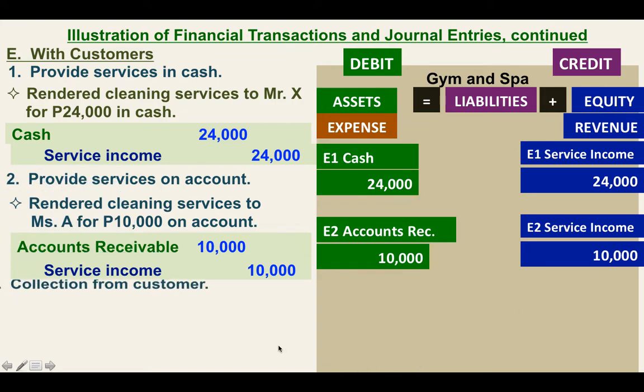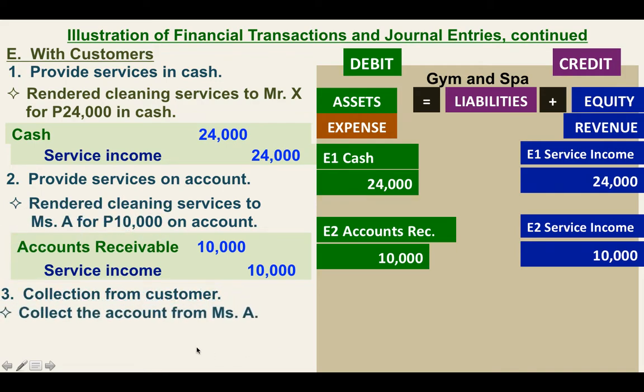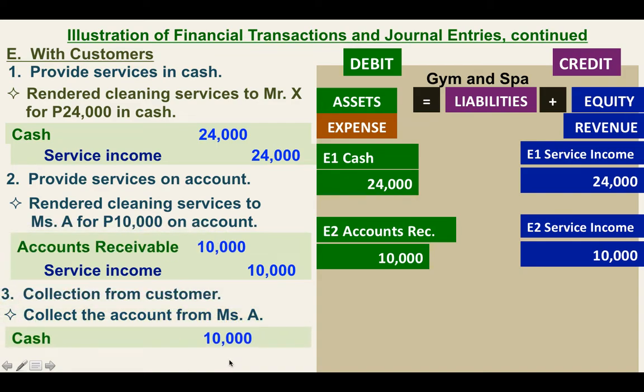And next is collection from customers. Okay, and this is the actual transaction. Collect the account from Miss A. So we are collecting this. Okay, so here, if we collect, what did we receive? We receive cash, right? Because we are collecting. So we debit cash of 10,000 and credit what? What did we give? We gave a reduction of Miss A's account. So meaning Miss A has no more account because she has already paid.